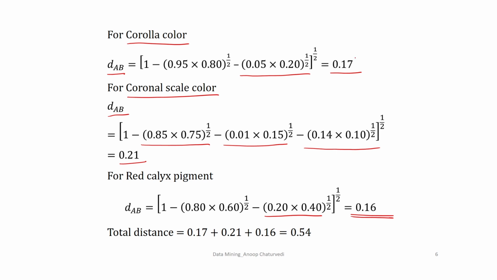So, these are the genetic distances corresponding to different character scales, and then we calculate the total distance, which is 0.17 plus 0.21 plus 0.16, and finally we get 0.54 as the genetic distance between populations A and B when we consider all the character scales.